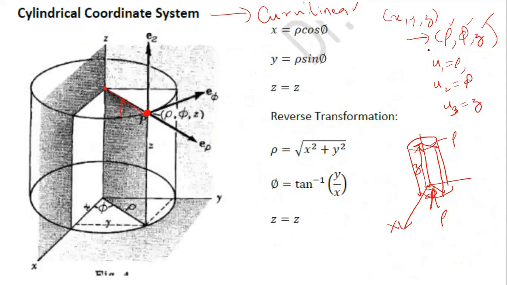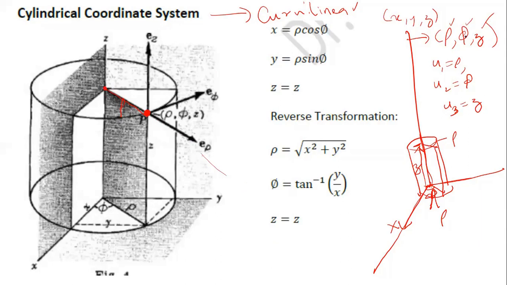Now, what will the coordinate lines look like? Here in your Cartesian system, you know that the x coordinate line is a straight line, the y coordinate line is a straight line, and the z coordinate line is also a straight line. Here you see that your rho coordinate line will vary from 0 to infinity. That means the rho coordinate line is a straight line, as you can see, right?